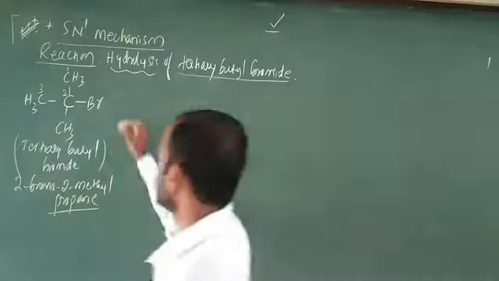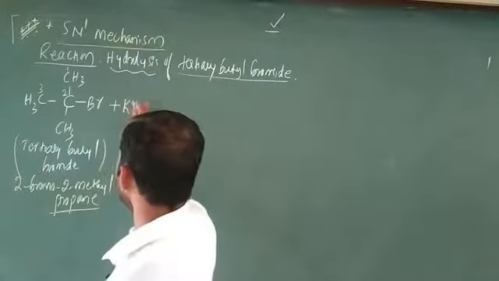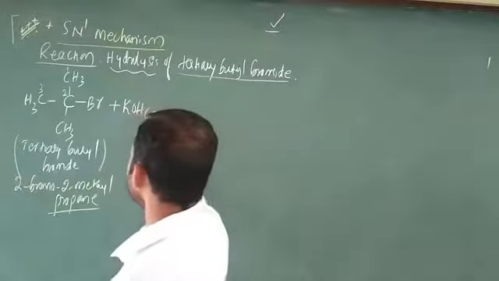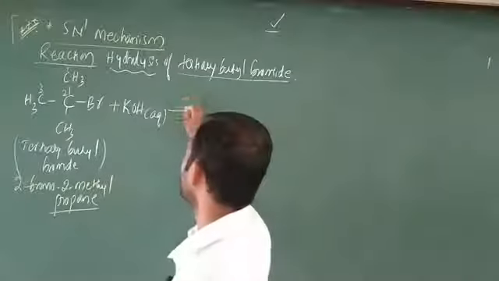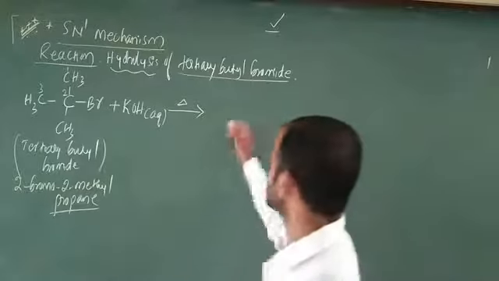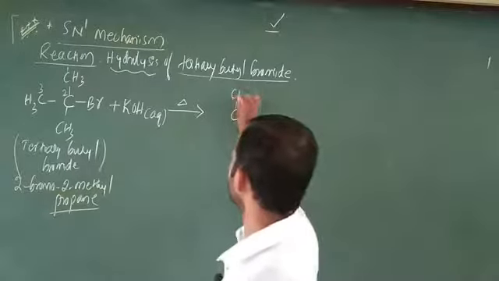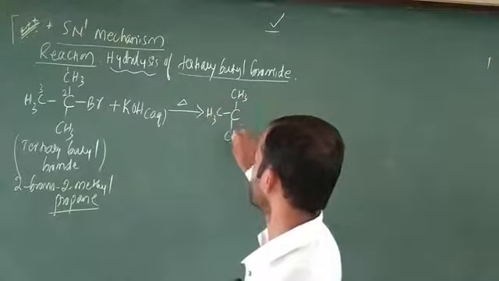After that, this can react with KOH. Is the KOH aqueous or alcoholic? Aqueous. After that, in the presence of heat. Heat is compulsory. Finally, the product formed is: C, with CH3 as it is, this CH3 as it is, and this CH3 as it is.